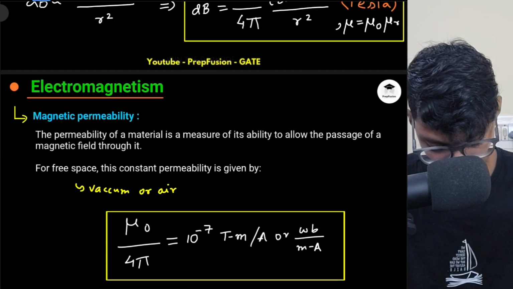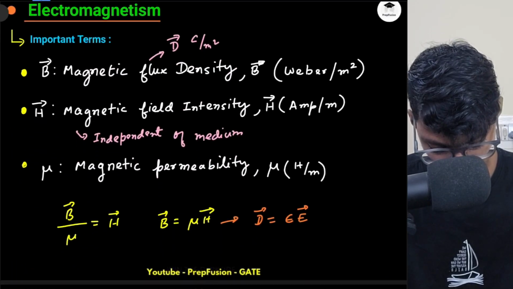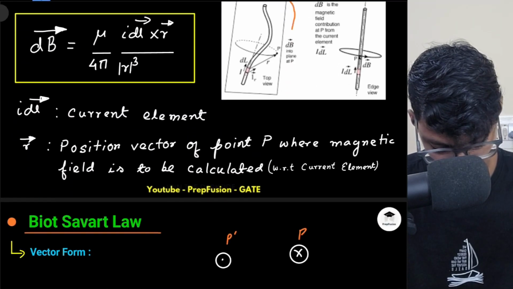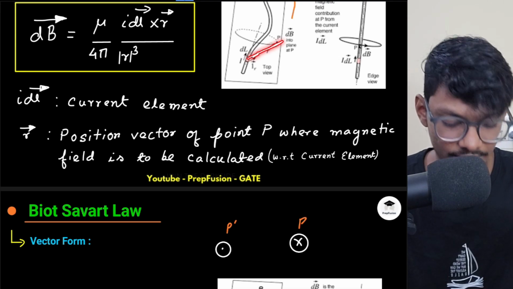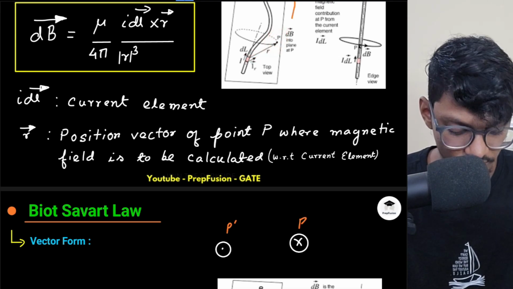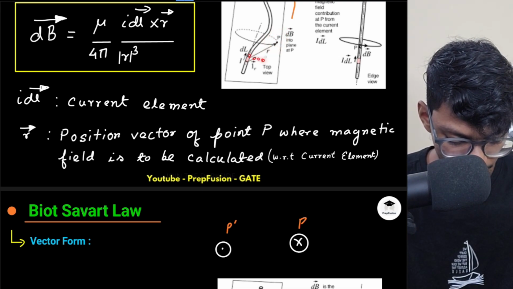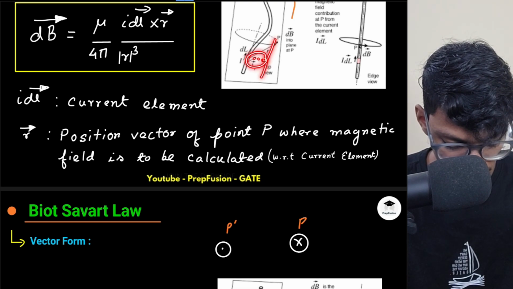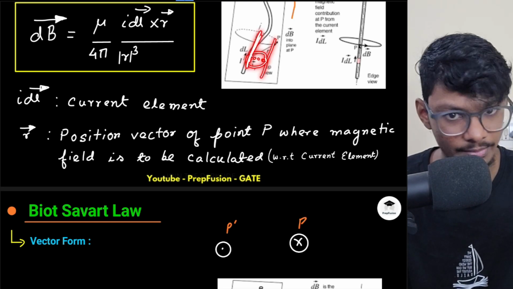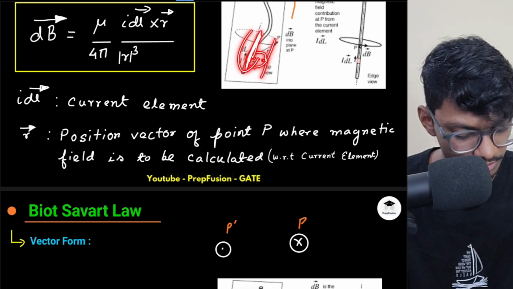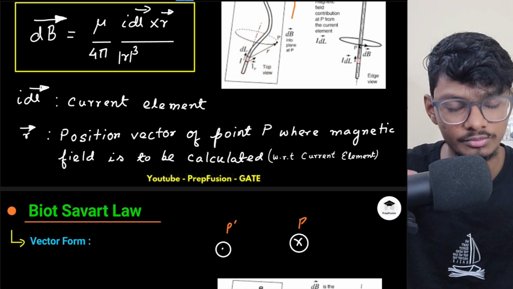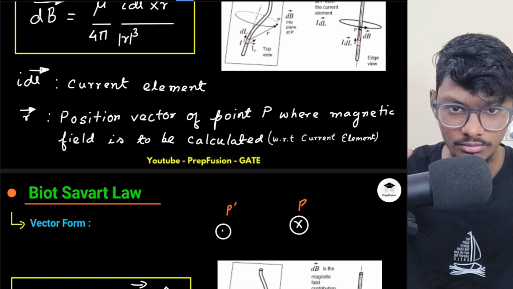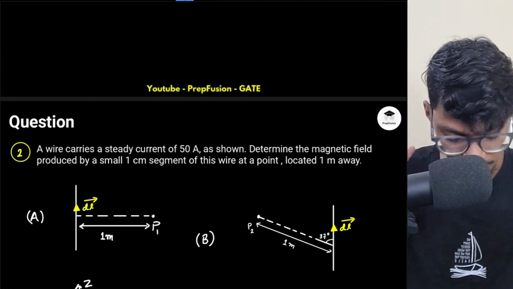What do you mean by perpendicular distance? Here I have a point P. The distance is this r, but actually the magnetic field will be contributed only due to the perpendicular distance and not due to this parallel distance. I will explain this later on, but just have this in your mind.